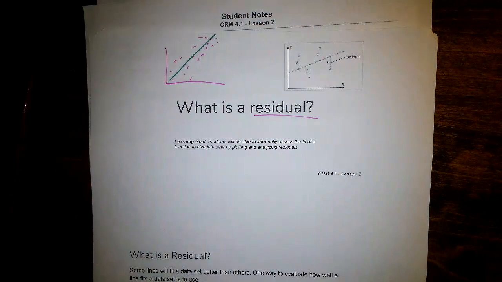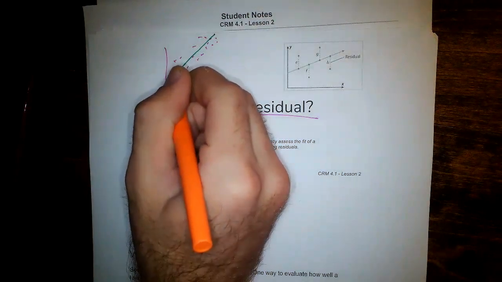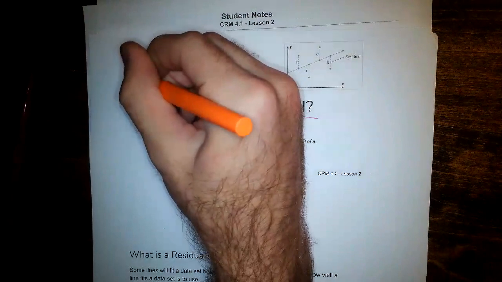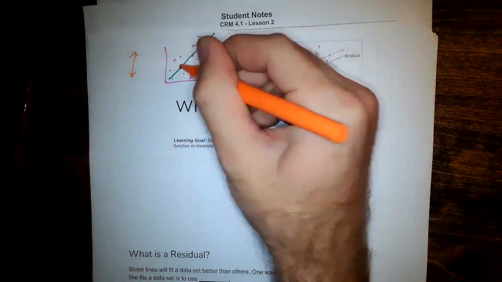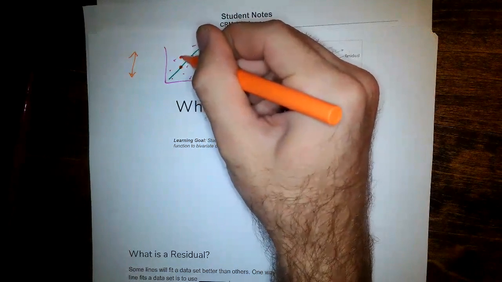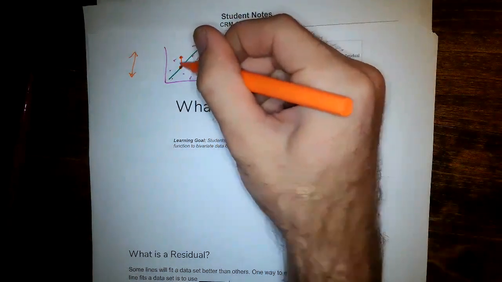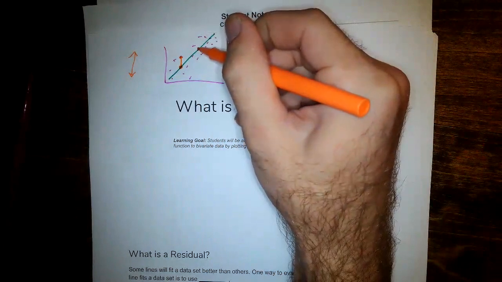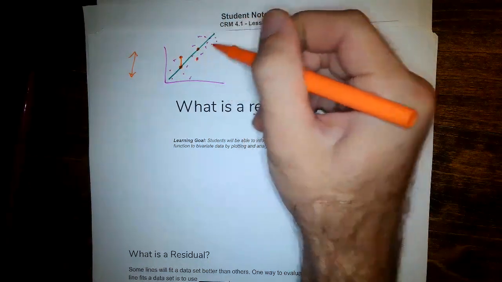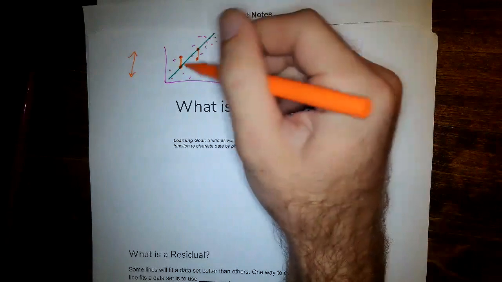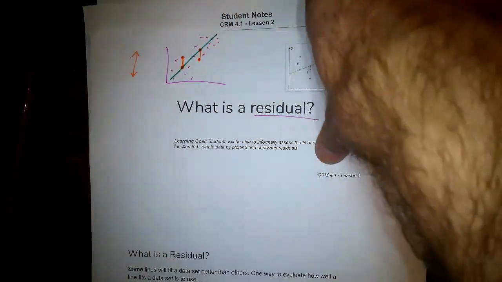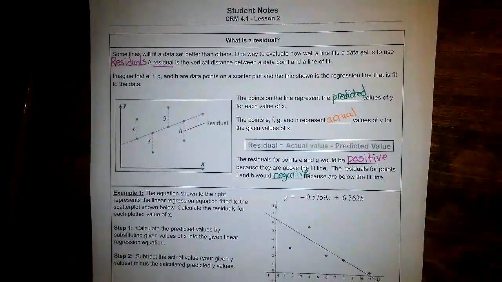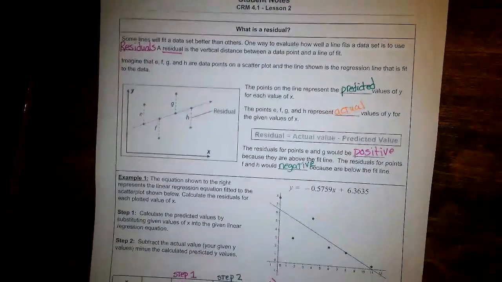So what a residual is, is the vertical up and down distance between our line of best fit and this point right here. It's going to be the distance from here to this point right here. And that's for as many data points as you have. So let's go over some of the definitions and the actual examples in this lesson.